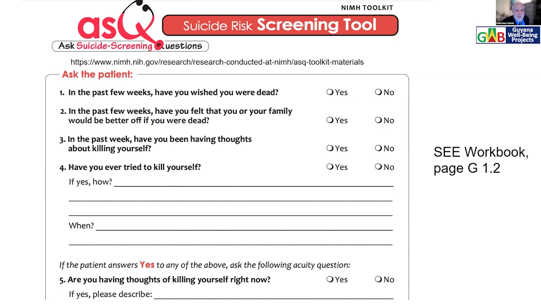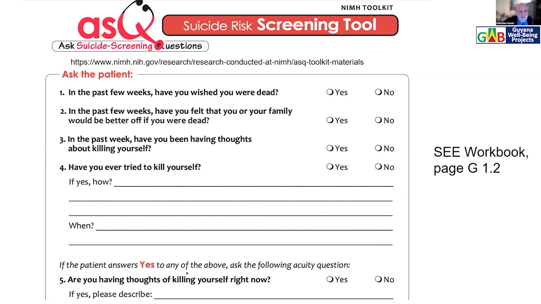Then you ask the question about a practicality. In the past week, have you been having thoughts about killing yourself? Now, again, this is not passive suicidal ideation. This is much more what we call active suicidal ideation. Thoughts about killing yourself. Okay. And then the question is, have you ever tried to kill yourself? Okay, so we get to all the important aspects, which is that a past history of suicide is a very strong indicator. So let's see how this triage tool works.